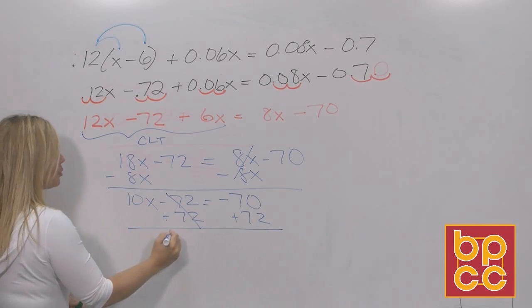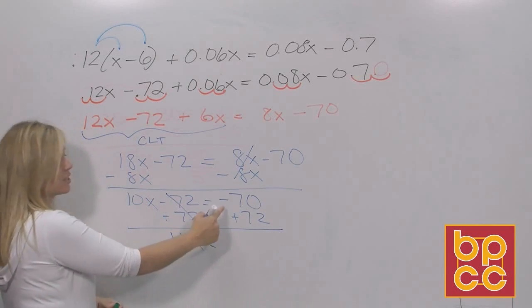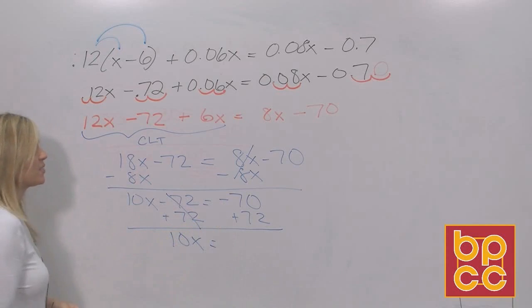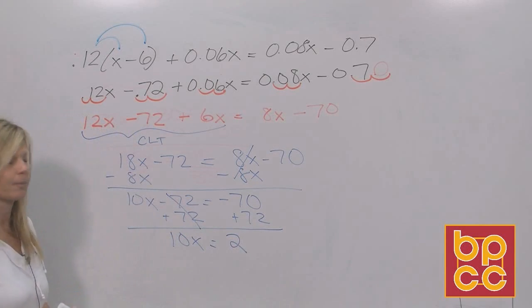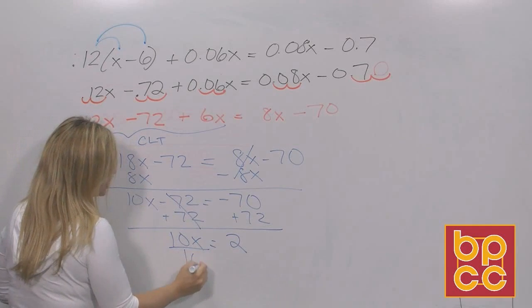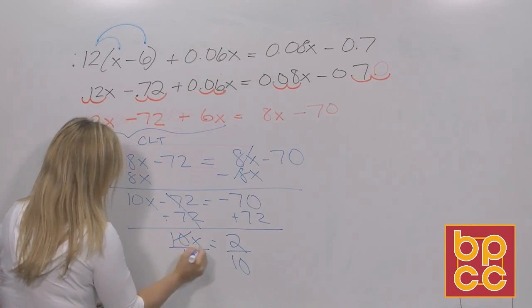Subtract 72 and add 72 cancel. They're additive inverses. A negative 70 and a positive 72. They're different signs, so you subtract. Give the sign of the larger. Last step is usually division. We're going to divide by 10.